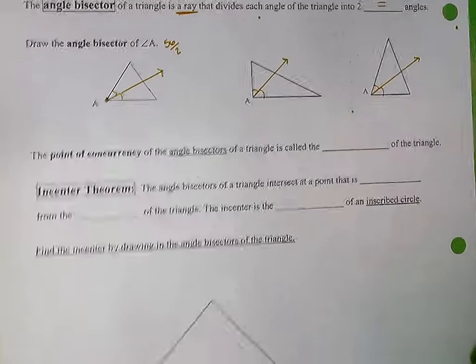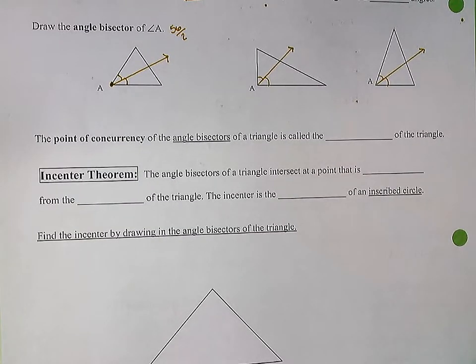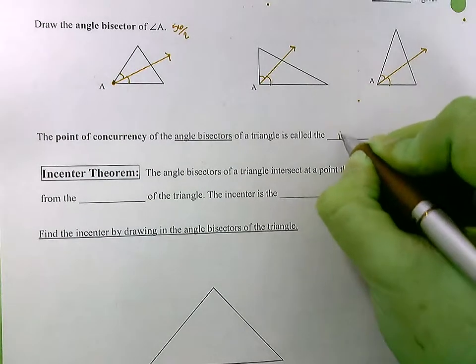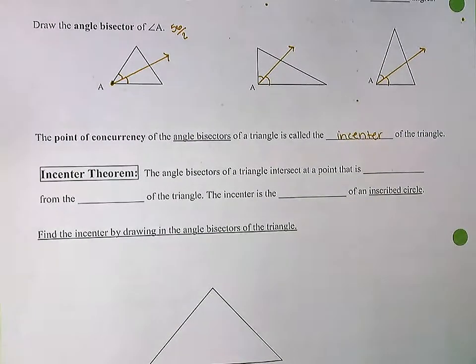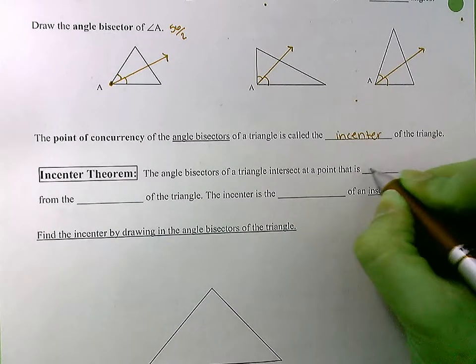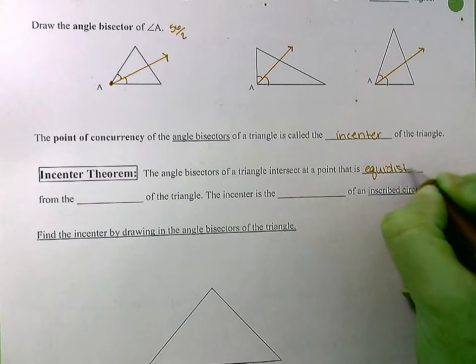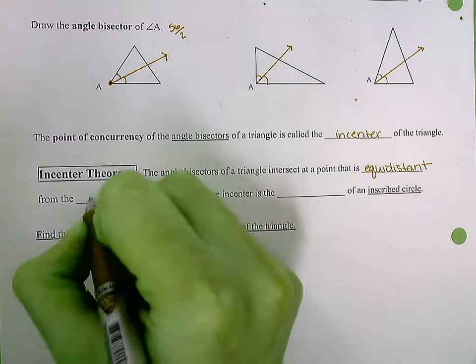All right, so just like with a perpendicular bisector, we do have a point of concurrency of all three angle bisectors in a triangle. That point of concurrency is called the incenter of the triangle. We also have an incenter theorem, just like we had a circumcenter theorem. That states the angle bisectors of a triangle intersect at a point that is equidistant from the sides of the triangle.